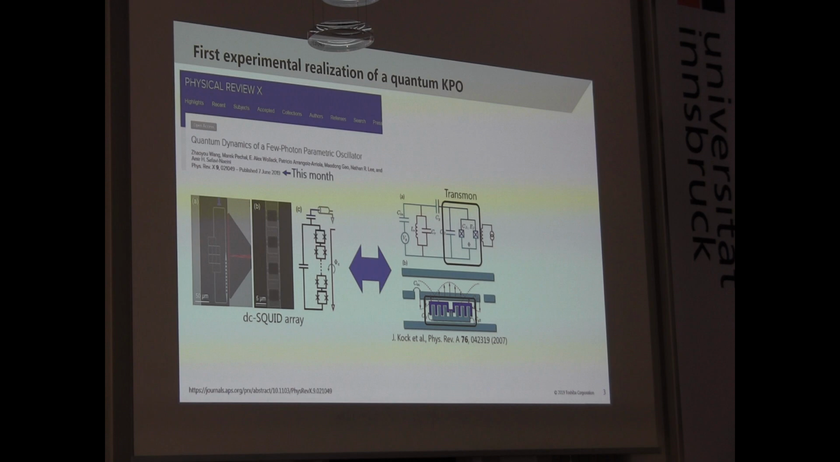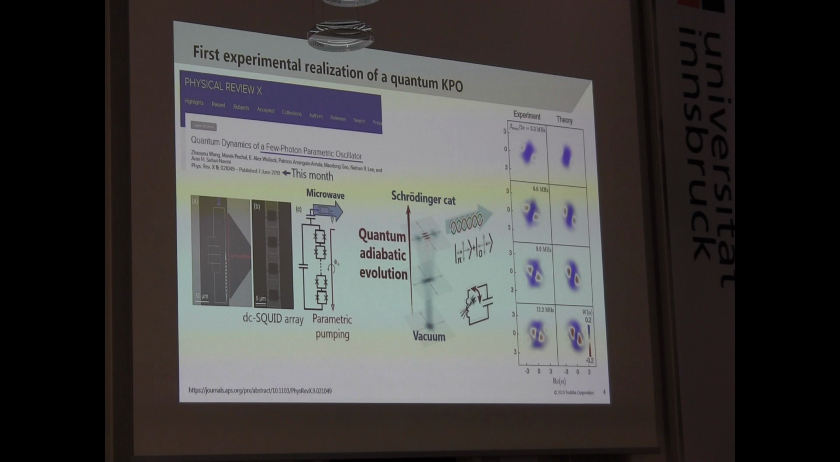But the title is the quantum dynamics of a few photon parametric oscillator. So this means that this device can emit microwave photons by parametric pumping. So physically, they are very different. And they demonstrated the generation of a Schrodinger cat state. Here, the cat state is a quantum superposition of two microwave fields with opposite phases, like this.